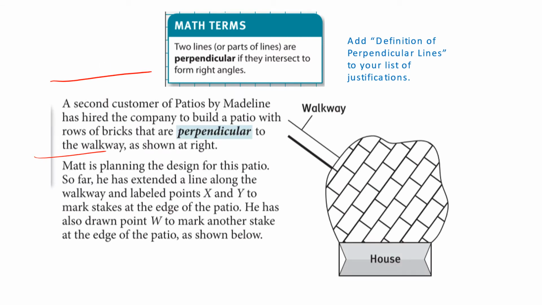We have a second customer for Patios by Madeline, who has hired the company to build a patio with rows of bricks that are perpendicular to the walkway. So this time the walkway is perpendicular to the bricks rather than parallel like the last time. Matt is planning the design for this patio. So far he has extended a line along the walkway and labeled points X and Y to mark stakes at the edge of the patio. He has also drawn point W to mark another stake at the edge of the patio, as shown below, which we'll see on the next slide. Okay, so let's move on.